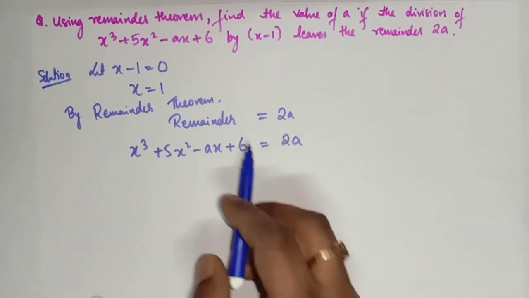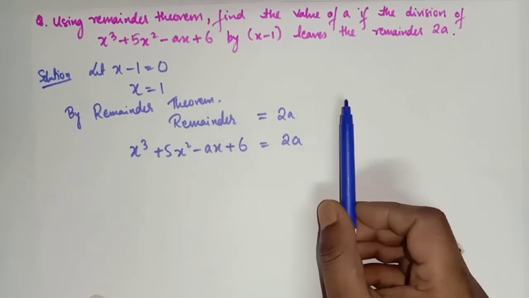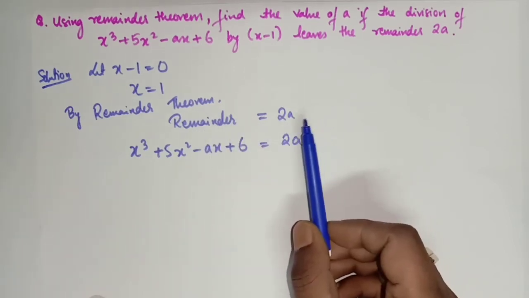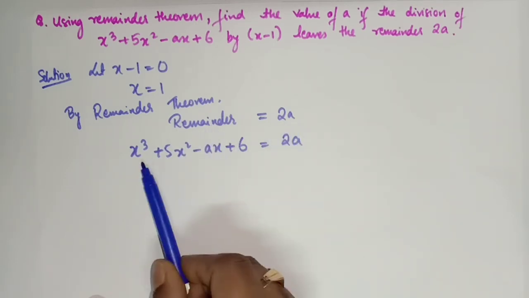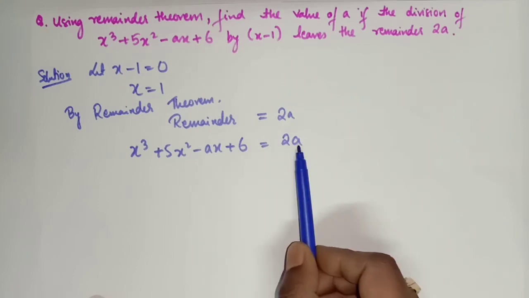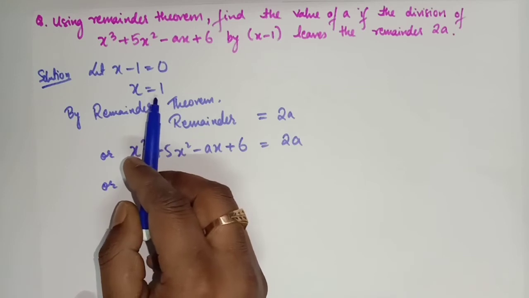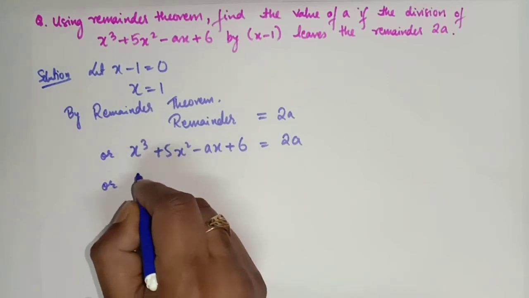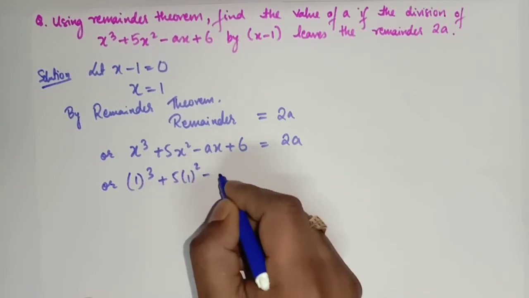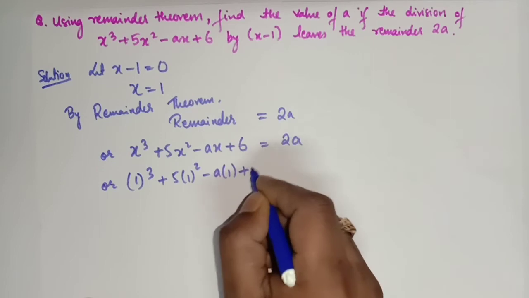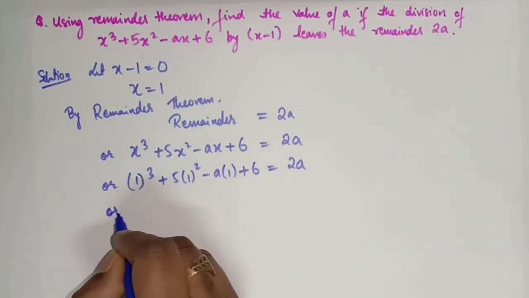There is another way also. If you do this process, it will be easy. Another method is that you take equation 1 and equation 2, but that will be a very lengthy method. You can directly do it this way. Remainder equals 2a, and directly you know the formula, you write the polynomial equals 2a. Now we'll write the value of x. x is how much? 1. So I'll put 1 here. It will be 1 cubed plus 5 times 1 squared minus a times 1 plus 6 equals 2a. Now 1 cubed means 1 into 1 into 1.